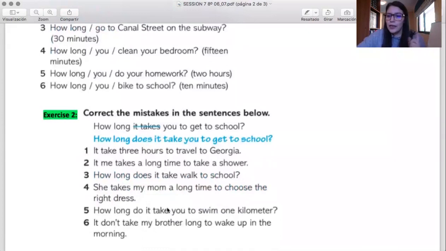Identify the error. Let's see the example. How long it takes you to get to school?